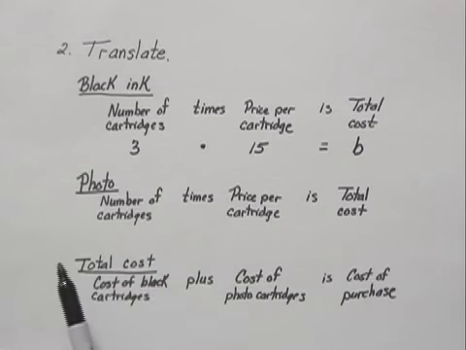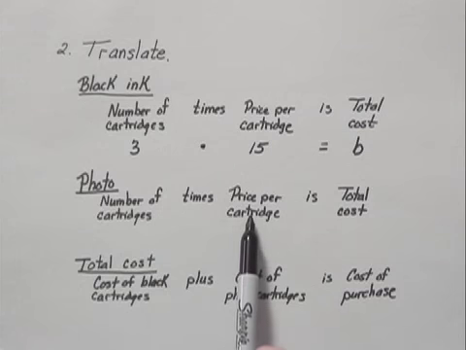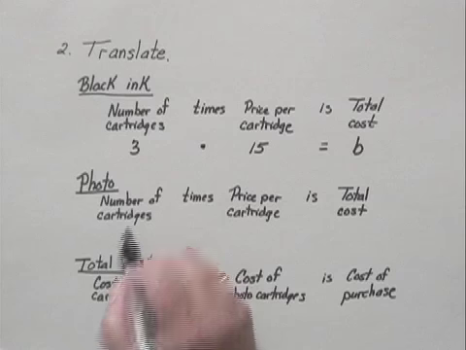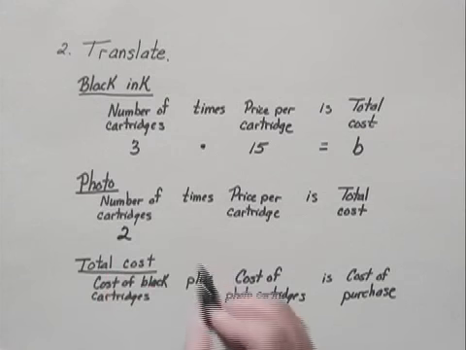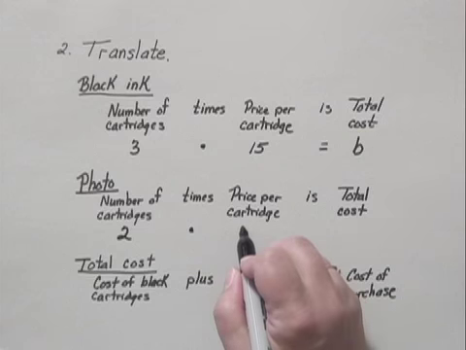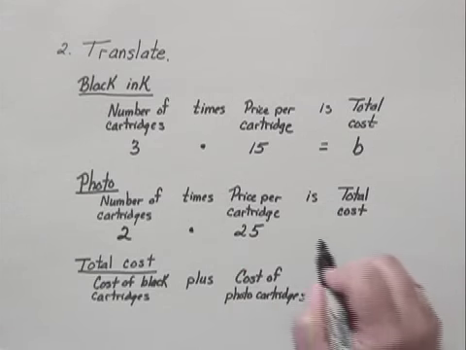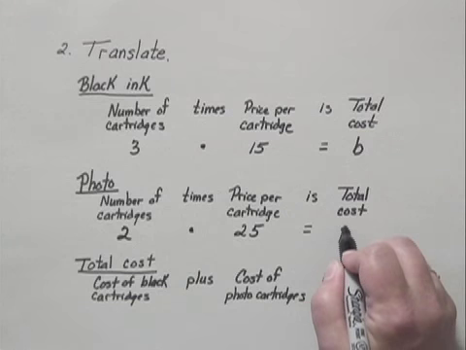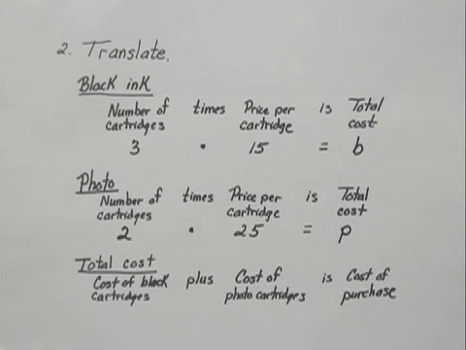For the photo cartridges, we need to translate the number of cartridges times the price per cartridge is the total cost. In this case, there were 2 cartridges purchased times the price per cartridge was $25, and that equals the total cost, which we said was going to be P. Now the last statement we need to translate, the total cost: the cost of the black cartridges was B, which we're going to find, plus the cost of the photo cartridges we said was P, and that equals the cost of the purchase, the total cost of the purchase, which we said was T.